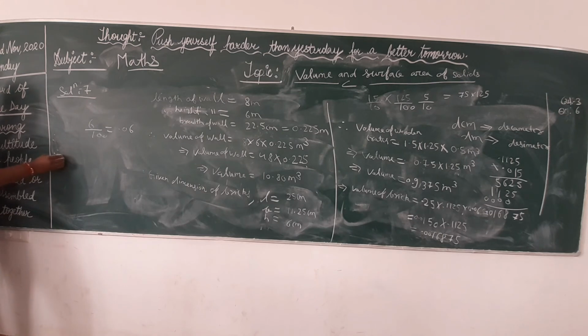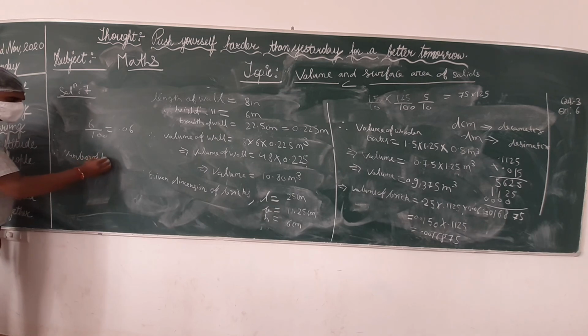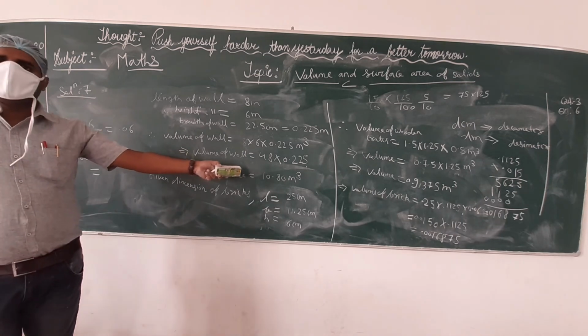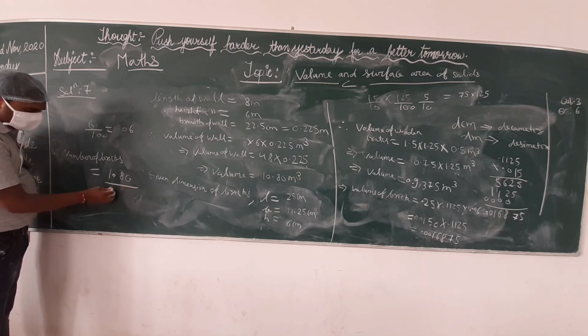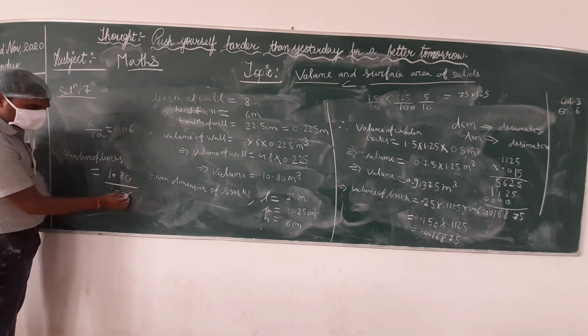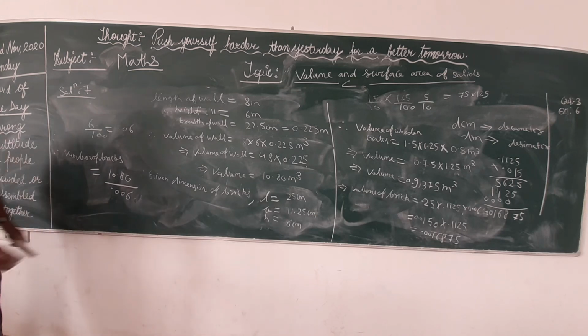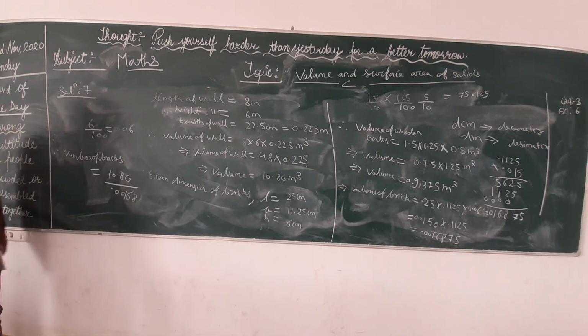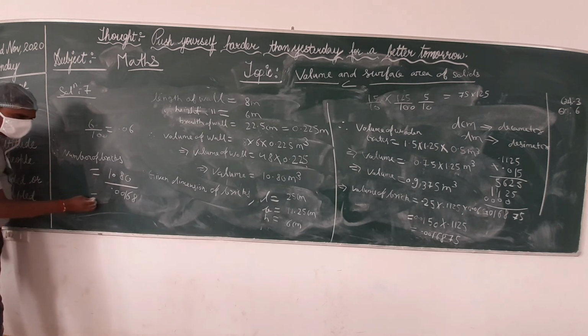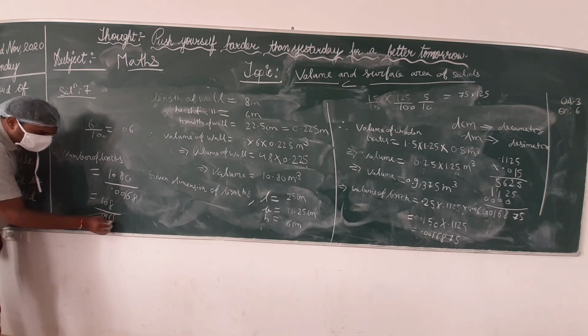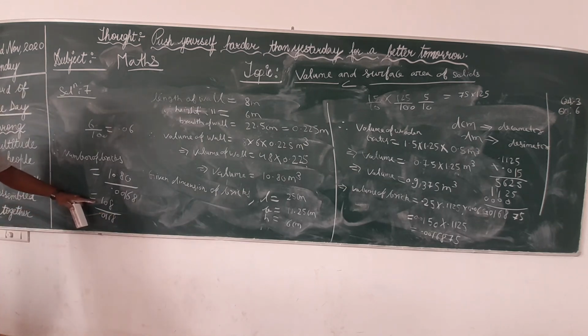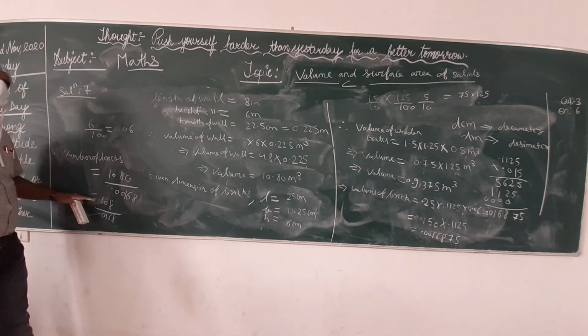Therefore, the number of bricks equals the total volume 10.80 divided by 0.00168. Clear? Anyone have any problem? At this point we mention 108 divided by 0.0168, which gives 6,000.